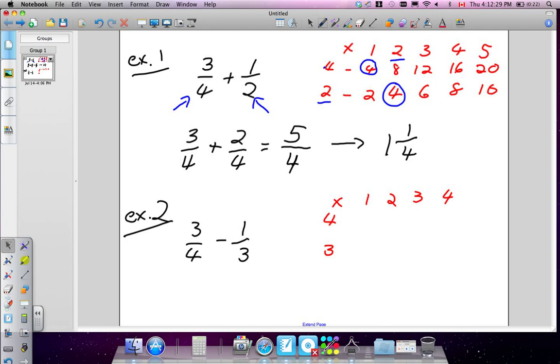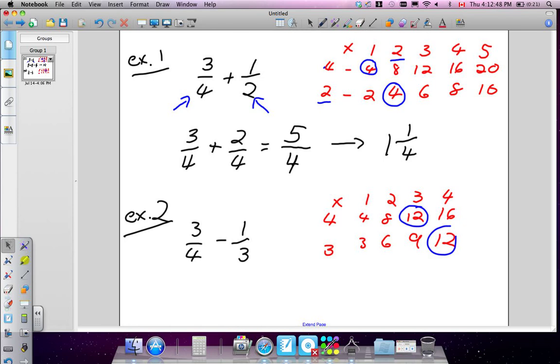So what's 4 times 1? 4. Yep. 8. Yep. 12. Yep. 16. Good. And what about 3? 3, 6, 9, 12. Okay. So what did we get? 12. Yeah, it looks like 4 times 3 is our lowest common multiple.